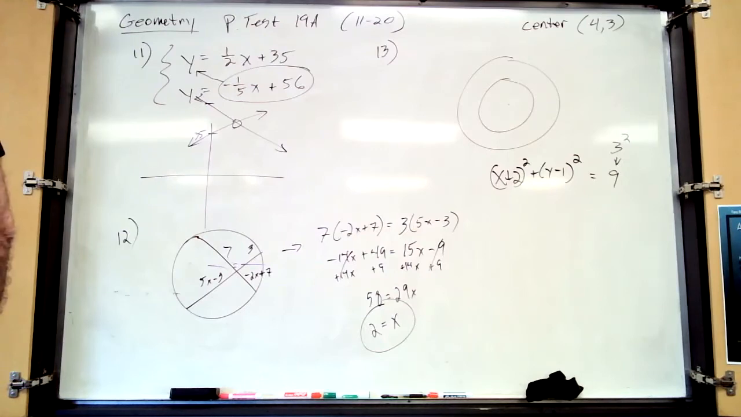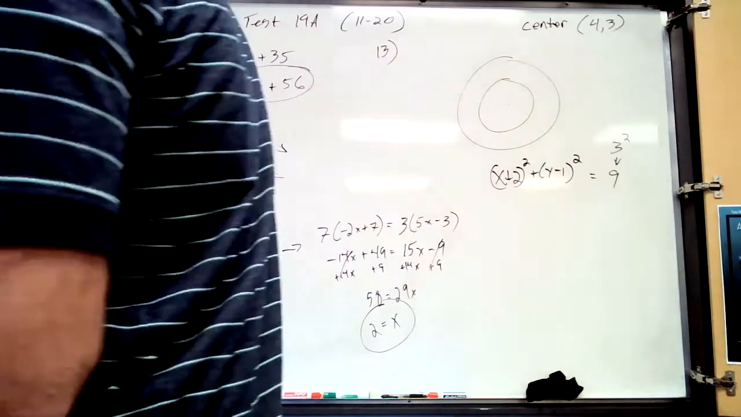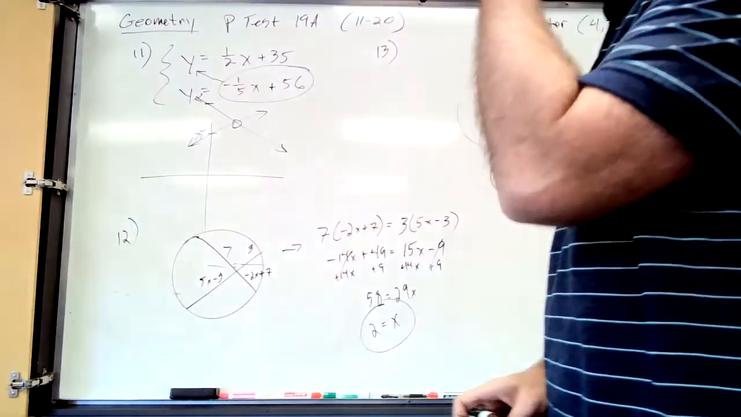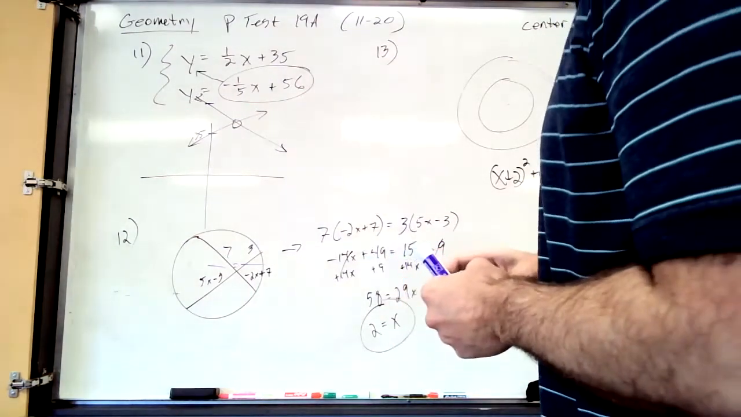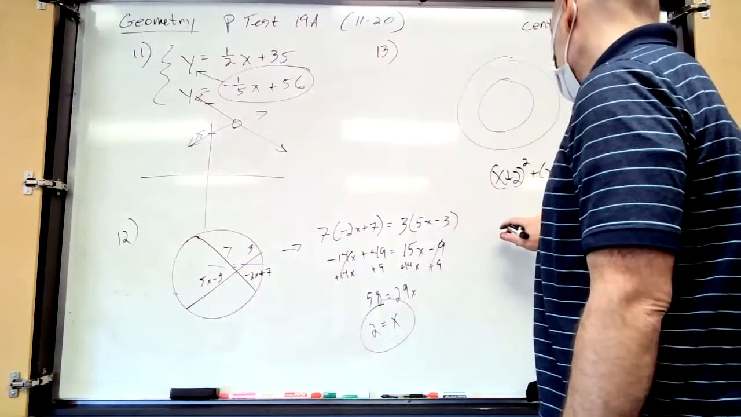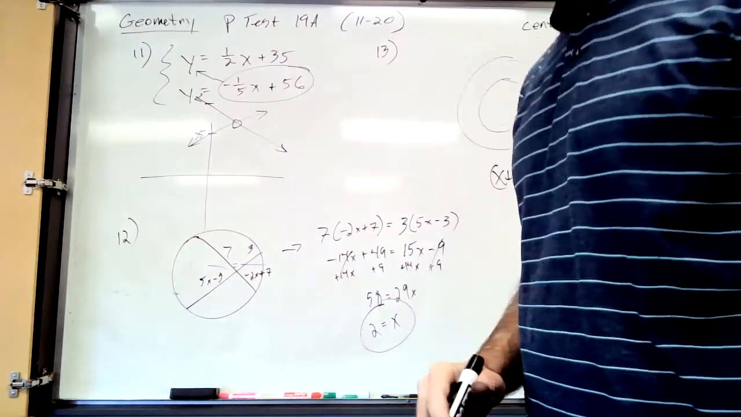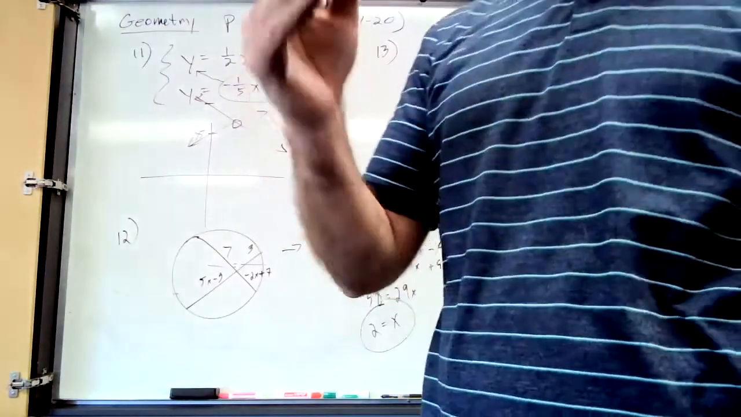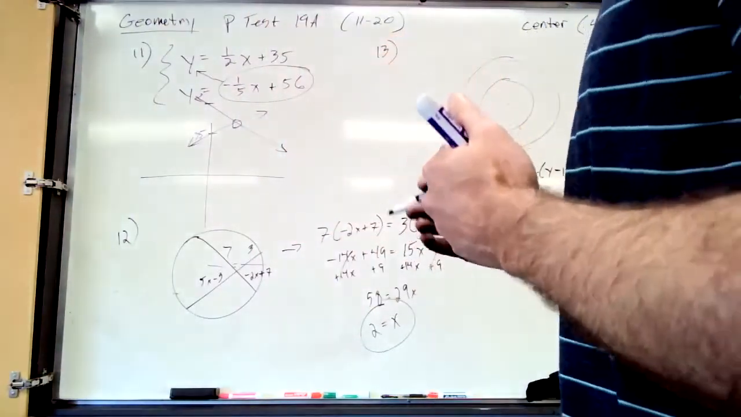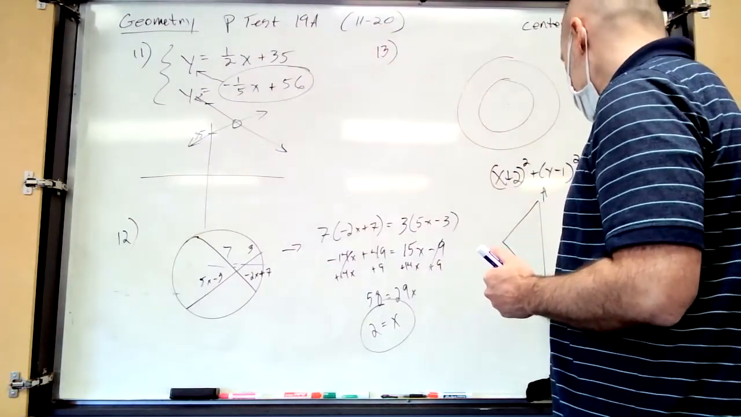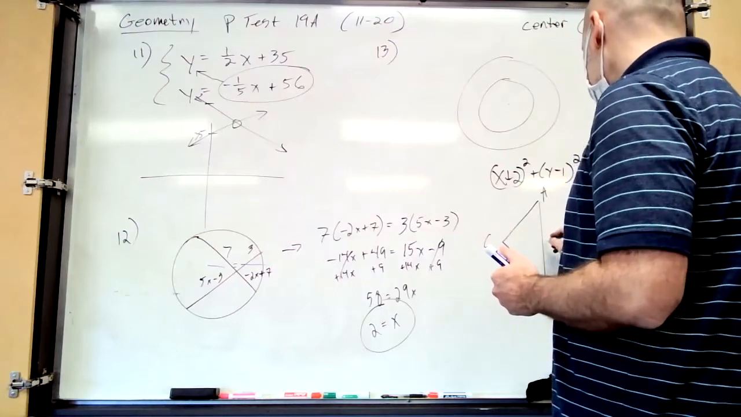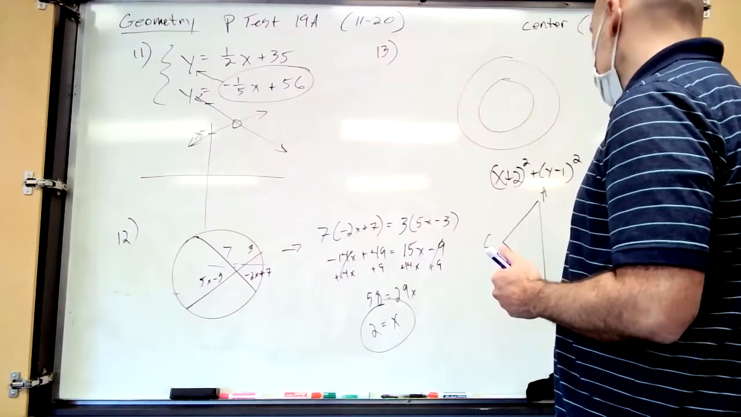Number 15. Here's our dilation. Okay, apply a dilation to triangle ABC if the scale factor is 1/2 and center is at D. Center D. So we have to not only cut everything in half, but we cut the distance in half as well. Okay, so if this is A, B, C, and this is D.